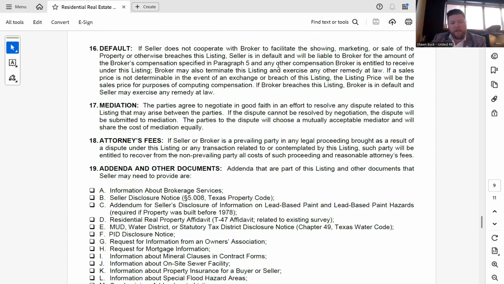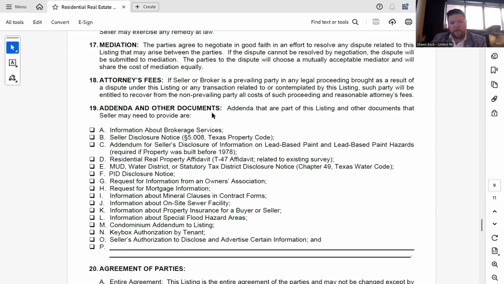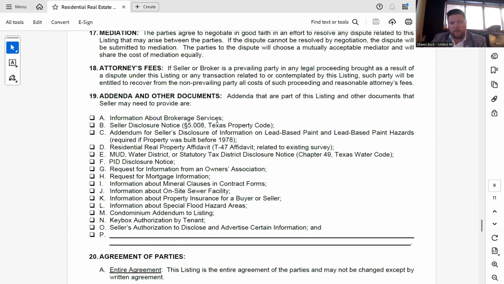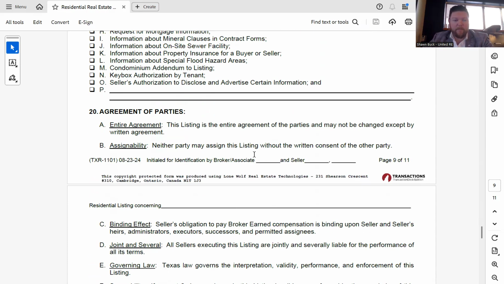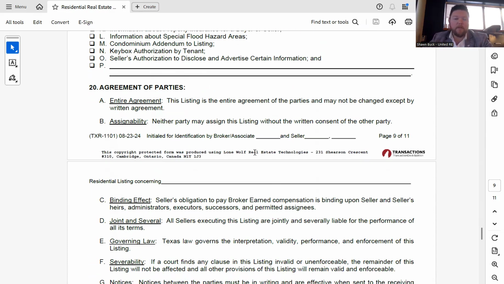Default, if there's defaults, mediation, attorneys, and then any other addendums and other documents that we need to disclose. If it's obviously information about broker services, seller disclosures, any of the MUDs, PID districts, on-site sewer, HOA, all these different types of forms there are. So your agent will go over that.